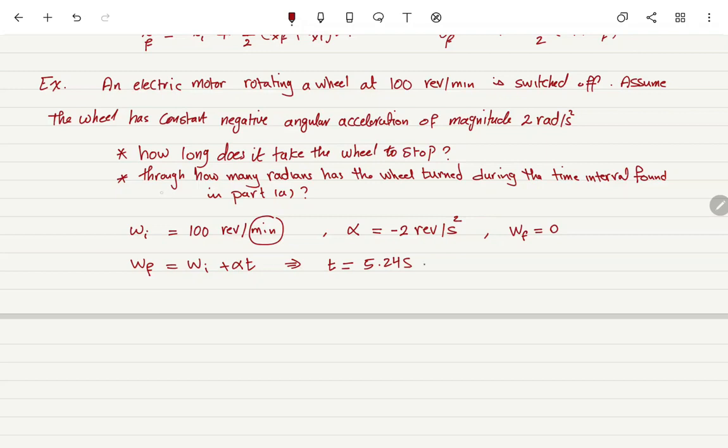Now in the second part, through how many radians, so we need theta actually. So delta theta here equals theta final minus theta initial, which equals omega initial t plus half alpha t squared, and you just substitute numbers here, you will find it's equal to 27.4 rad.